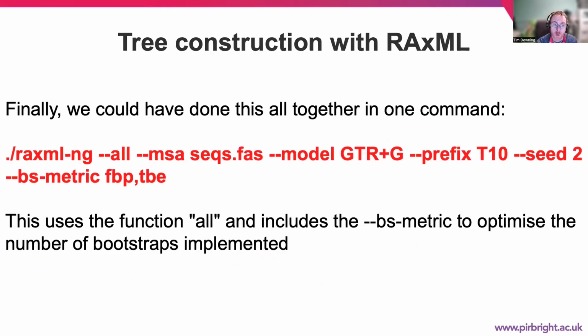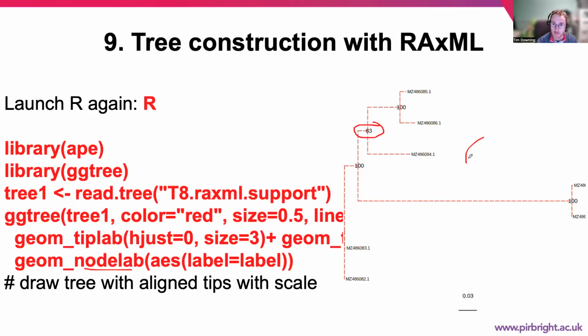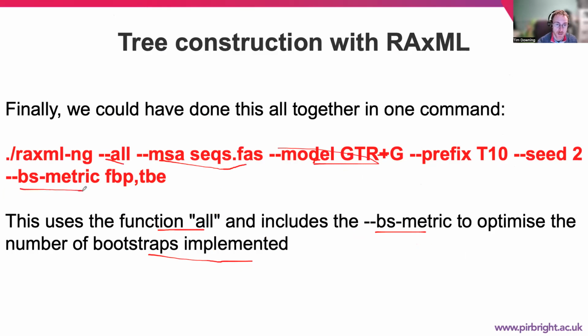And then what we can do is use the function all, including the bootstrap metric, to optimize the number of bootstraps implemented. So our final observation is that we can combine all these functions together by specifying all. This is our MSA input, our model, our prefix, and the bootstrap metric at the end indicates that we want to do all the different options to optimize the number of bootstraps that are present to test the consistency of our tree sufficiently robustly.